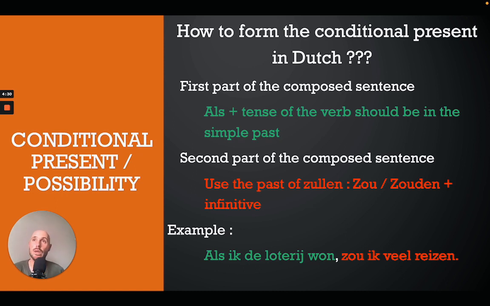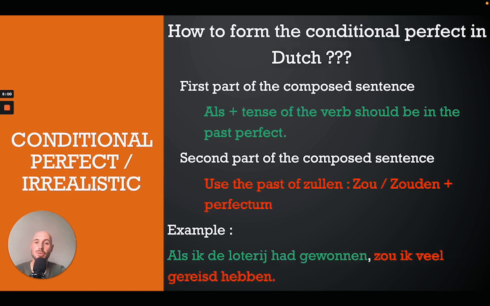As you can see, winnen is our verb. We put it in the simple past, won in the singular, it's an irregular verb. And then if you look at our second part of the sentence, we start with zou, that would be the translation of would, and reizen would be our infinitive, which we placed at the end. So this is how we form the conditional present. Remember, this is possible, right? Possible or probable.